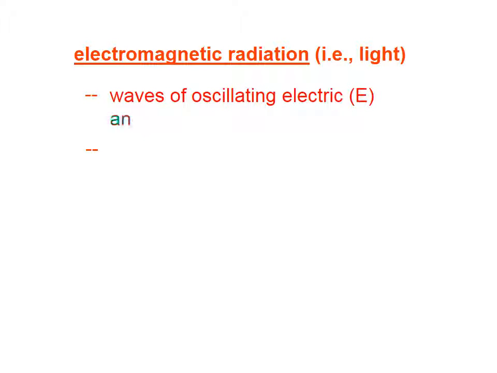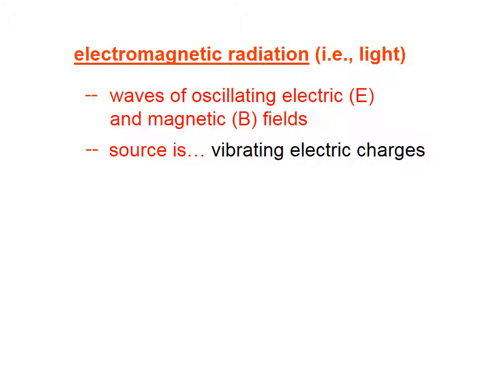Electromagnetic radiation, or light, is waves of oscillating electric and magnetic fields. We symbolize an electric field with a capital E, and for obvious reasons we symbolize a magnetic field with a capital B. Actually, no, not for obvious reasons. In any case, magnetic fields are symbolized by capital B. The source of all electromagnetic radiation is vibrating electric charges.